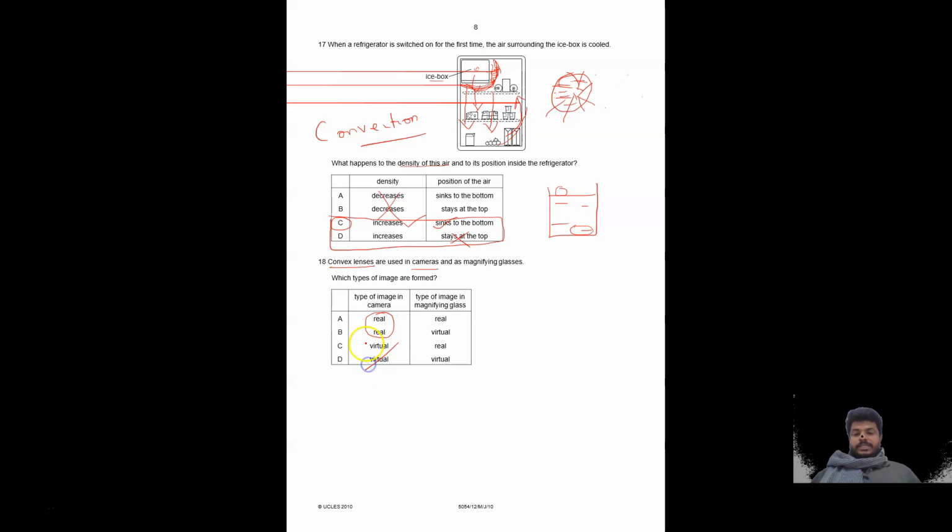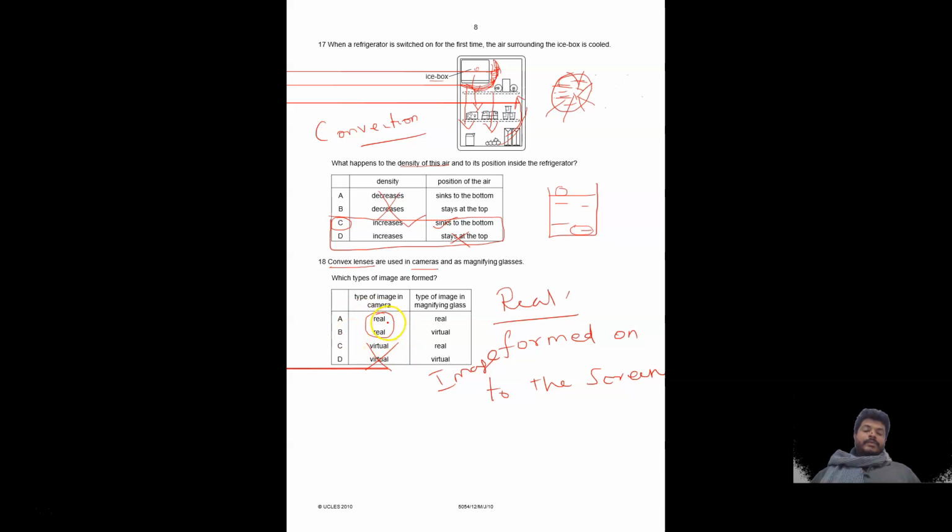So the virtual image is not there, because what is the definition of a real image? An image which can be formed onto the screen. What is formed on the screen? Images. An image which can be formed on the screen is real. So with camera pictures, we can get the image on the film and we can develop it and get the photo, right? So we have an image on the screen, so it is a real image.